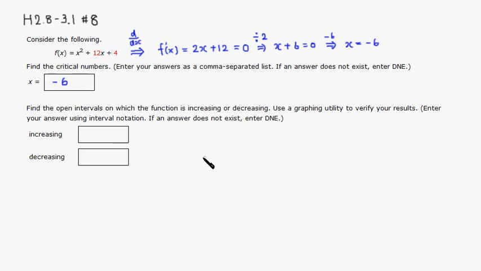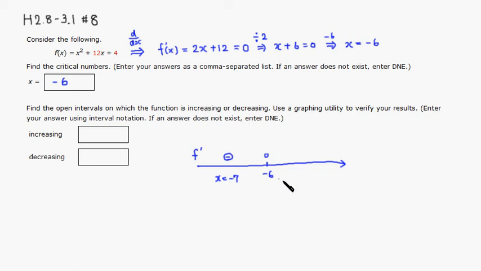All right, so we're going to draw a number line, then place the critical number, which is negative 6, right there. Then we're going to look at the sign of f prime. We use any number less than negative 6, so I'll use negative 7. If you plug negative 7 into the derivative, 2 times negative 7 is negative 14 plus 12, so that's negative 2. What we care about is that it's negative there. At negative 6, it's 0.